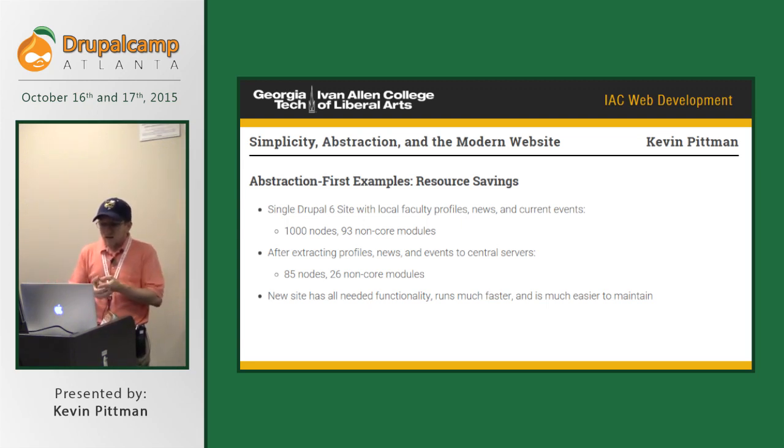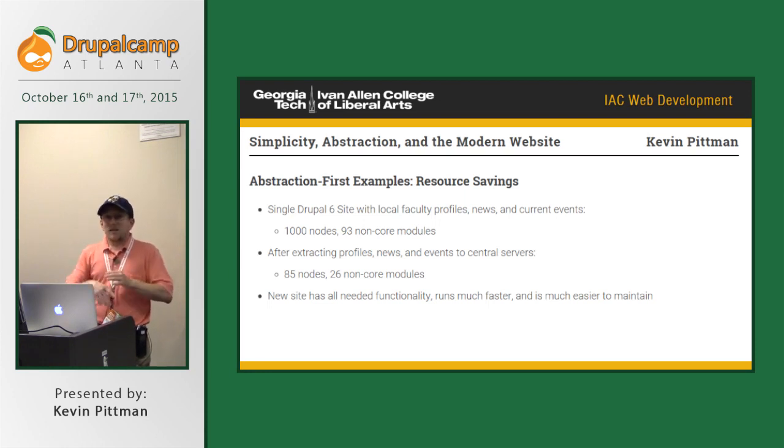This particular college level or school level Drupal site in Drupal 6 had 1,000 data nodes because it had all those faculty profiles for the school. It had local news articles and current events, many of which went back 4, 5, 6 years because there was no mechanism to clean that stuff out. So they post things on a weekly basis, but nobody ever got rid of the old stuff that was out of date.